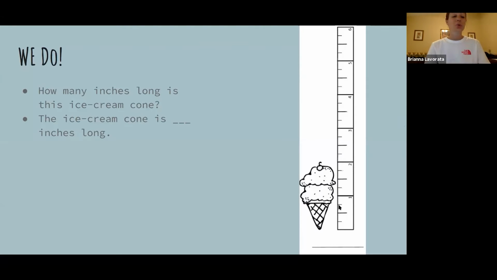So we have a ruler, right? That is our measuring tool. So we are gonna measure 1 and, oh, it stopped right here at the number 2. So the ice cream cone is 2 inches long. I will write that here for you.